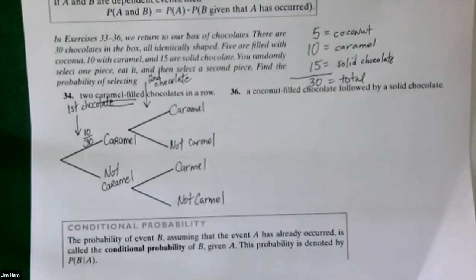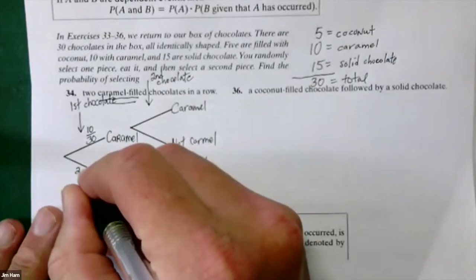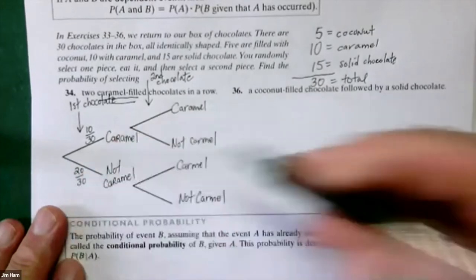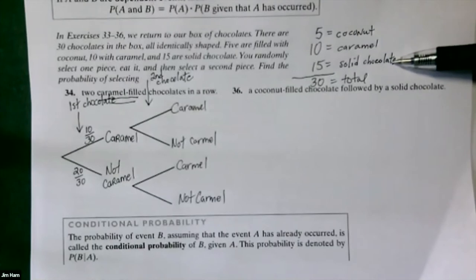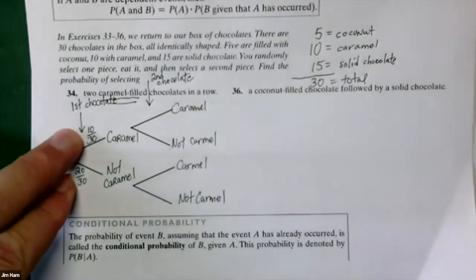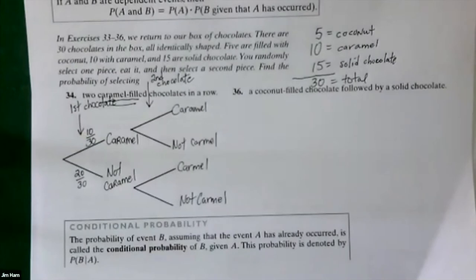What about non-caramels out of that first box? What probability would we put here? Okay, 20 out of 30, because there are 5 coconuts and there are 15 solids. Together that makes up 20. And you'll notice that 10 30ths plus 20 30ths add up to 30 30ths, which is 1. So at every branching, the two probabilities will add up to 1.